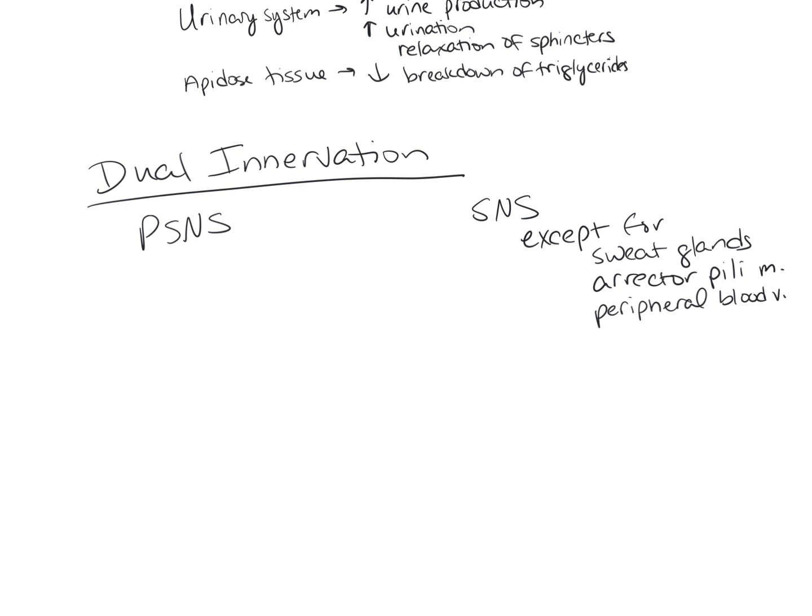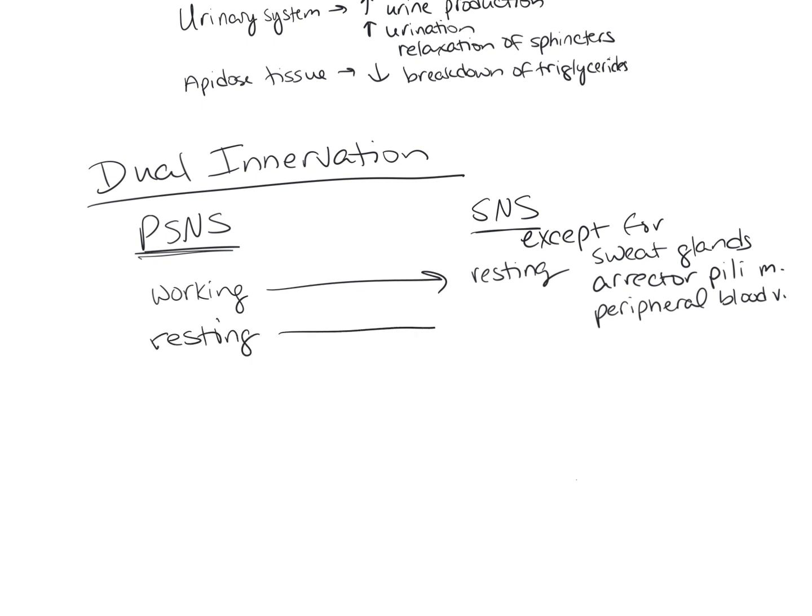Those are all stimulated only by the sympathetic nervous system. Dual innervation means that when the parasympathetic nervous system is working, the sympathetic nervous system will be resting. And when the parasympathetic nervous system is resting, the sympathetic nervous system will be working.